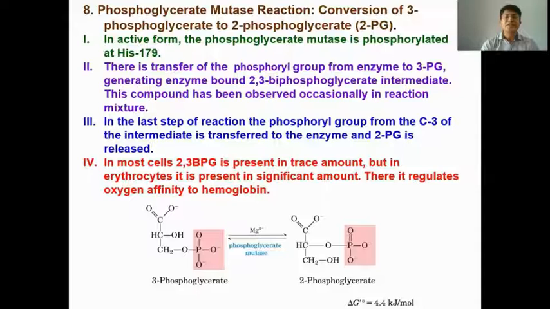In the last step of reaction, the phosphoryl group from the C3 of the intermediate is transferred to the enzyme and 2-phosphoglycerate is released. In most cells, 2,3-bisphosphoglycerate is present in trace amount, but in erythrocytes, it is present in significant amount. There it regulates oxygen affinity to hemoglobin. Free energy change of this reaction is 4.4 kilojoules per mole.